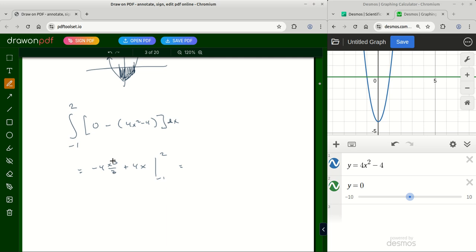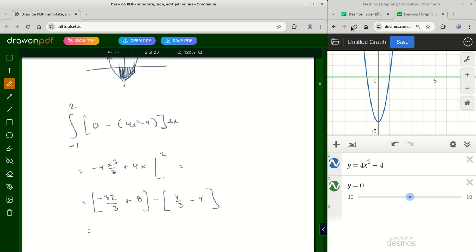When I plug this 2 in, 2 cubed is 8. With the 4 would make a 32 over 3. And then here, plugging it in, I got an 8. Minus, and then I plug in -1. 2 negatives are going to make a positive there, so positive 4/3. But here I'm going to just say -4.